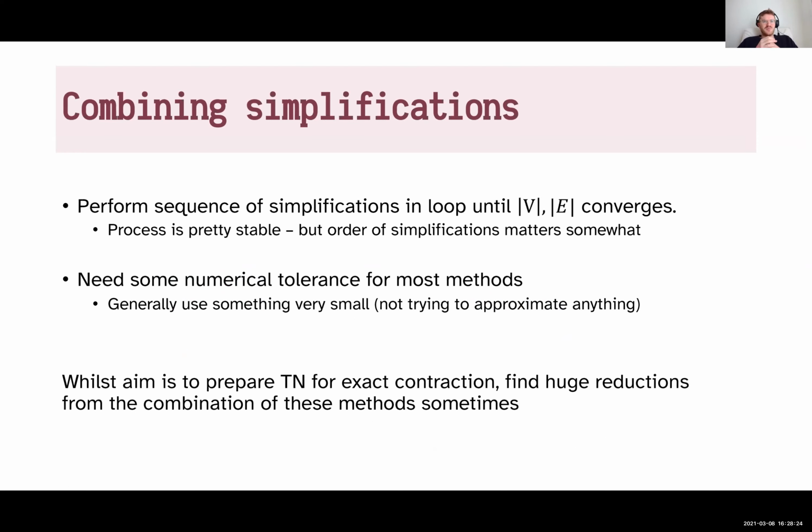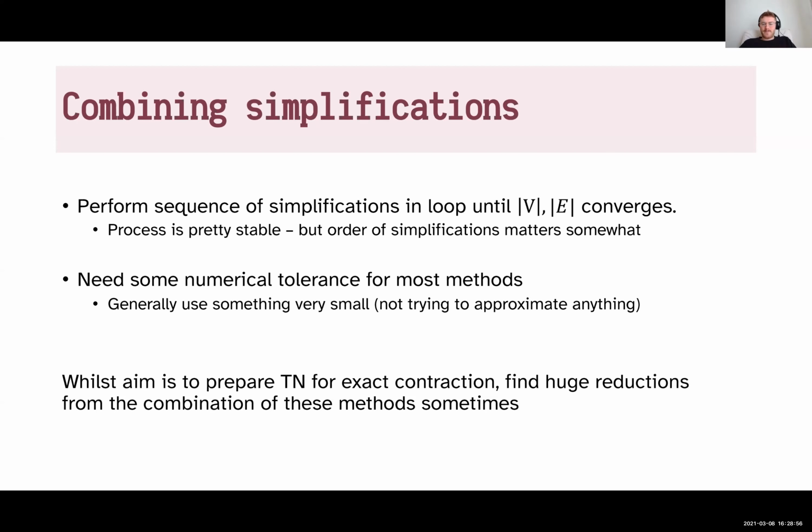And so to actually perform all of these, you really just do them all in a big loop sequence until the number of edges and vertices in your graph converges. And this process is pretty stable in that you generally converge to one tensor network fairly reliably, but the order of simplification does matter somewhat. There's a couple of different orders you can do that seem to lead to different endpoints in your tensor network.